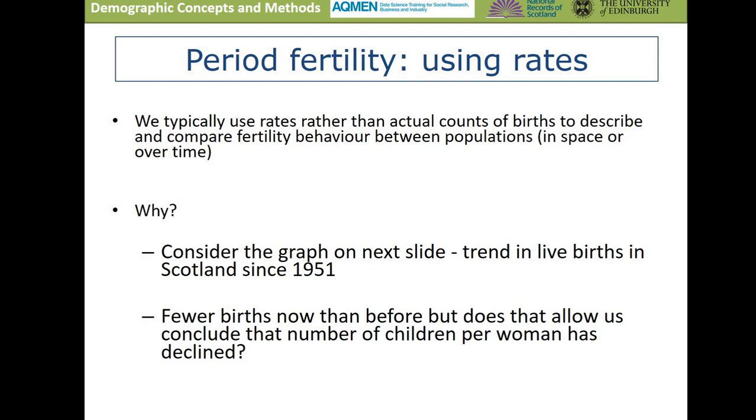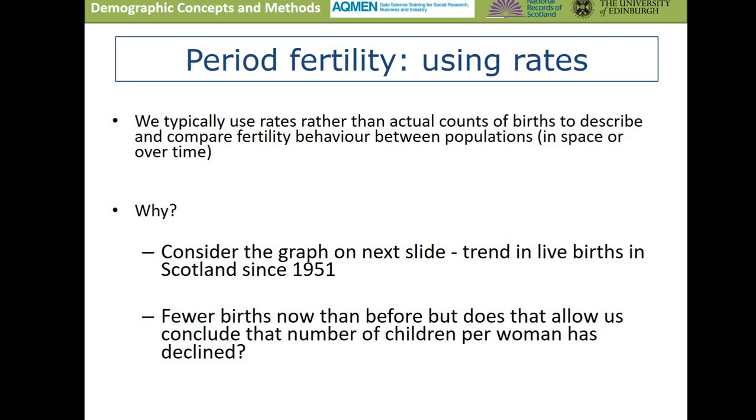So when we're looking at measures of fertility and indeed other demographic indicators, mortality and migration, we usually use rates rather than actual counts of births. And that's useful because we can use rates to compare fertility behaviour across populations in space or over time in a way that we often can't do with counts of births. So to illustrate why, we can have a look at the graph on the next slide.